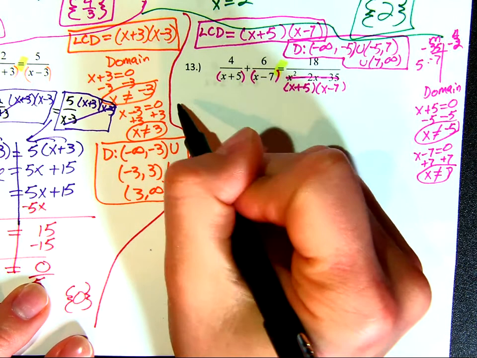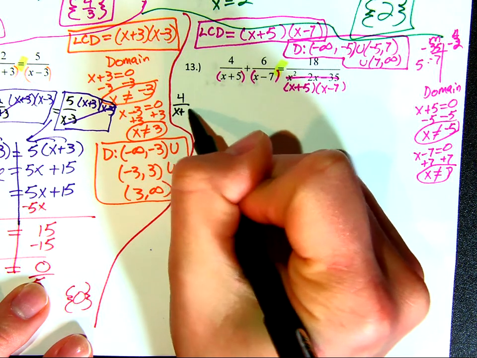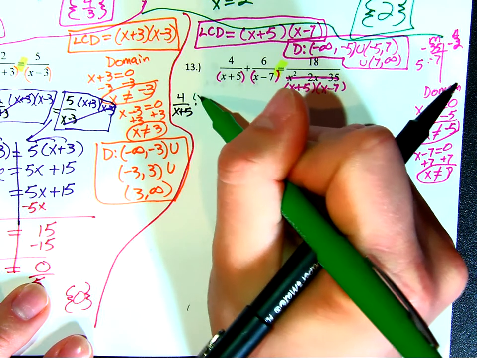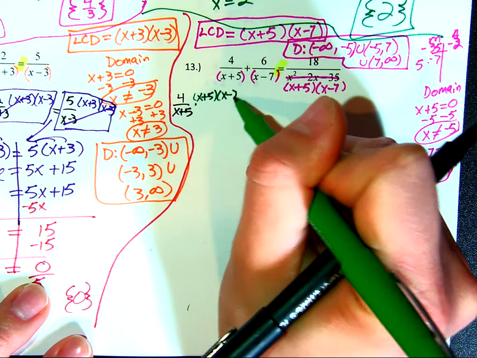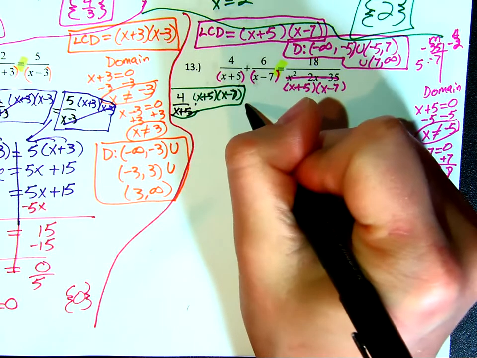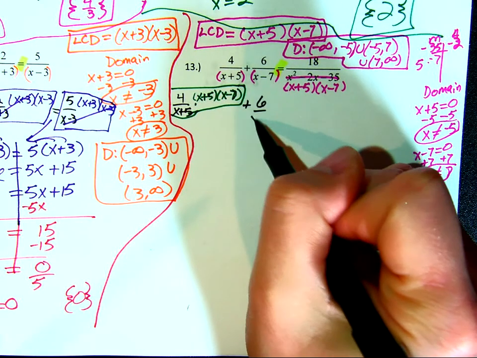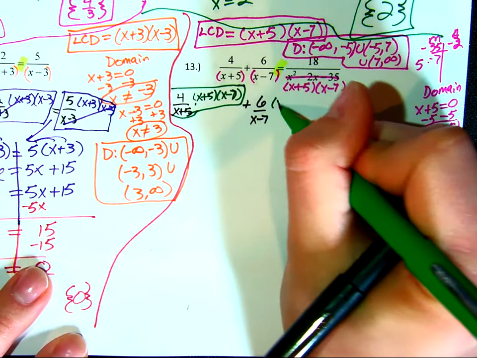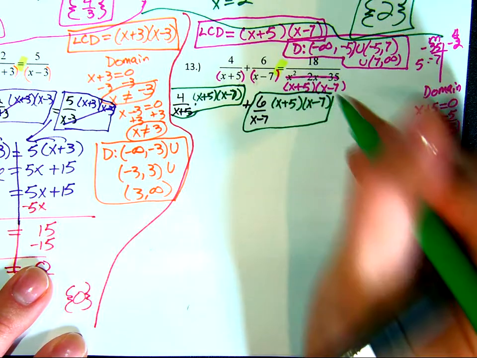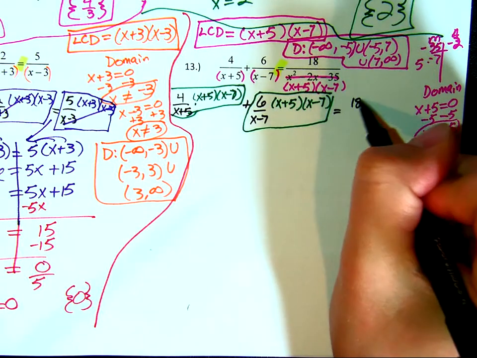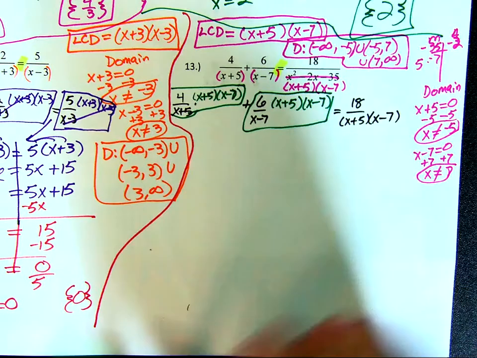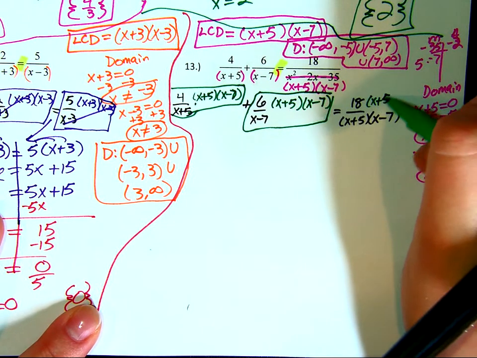So 4 over x plus 5, and we're going to multiply that by our LCD, which was x plus 5, x minus 7. Box that in. Bring down your plus sign, multiply that and the x minus 7, and multiply that by your LCD, x plus 5, x minus 7, box that in, bring down your equal sign and your 18 over x plus 5, x minus 7, and multiply that by your LCD, which is x plus 5, x minus 7, and go ahead and box that one in.